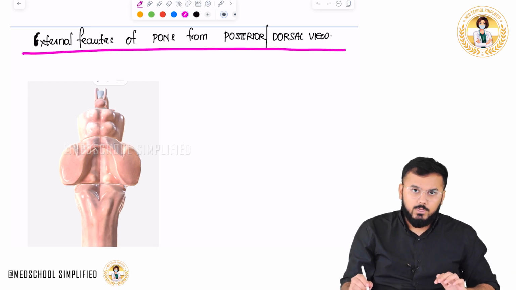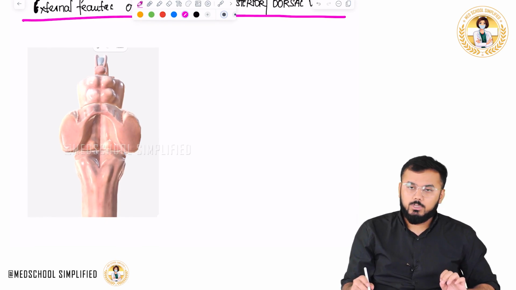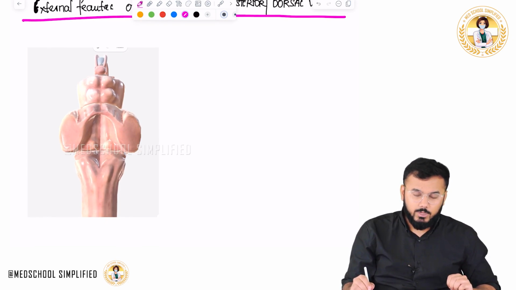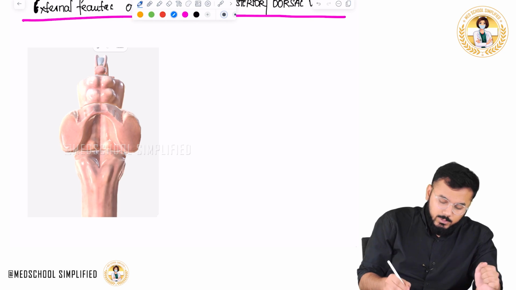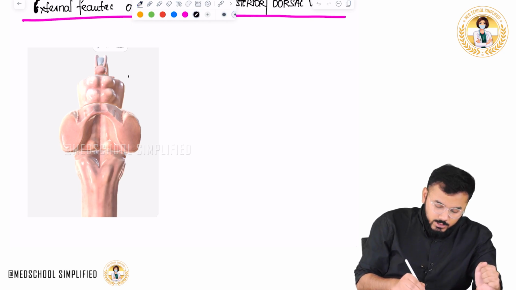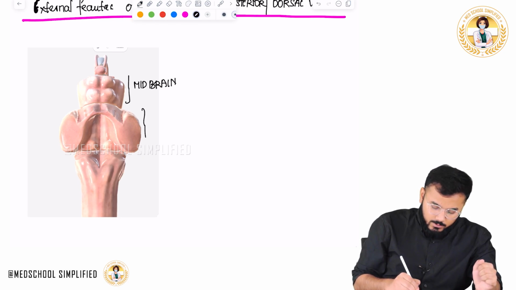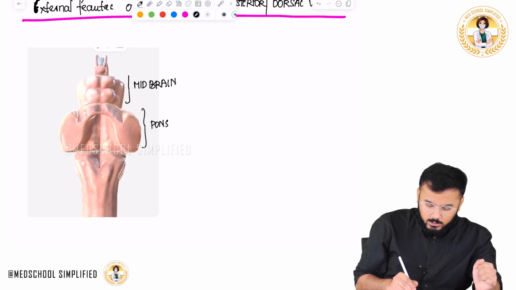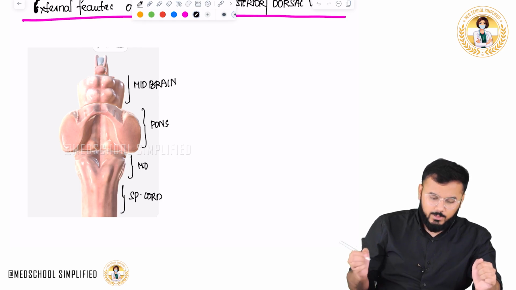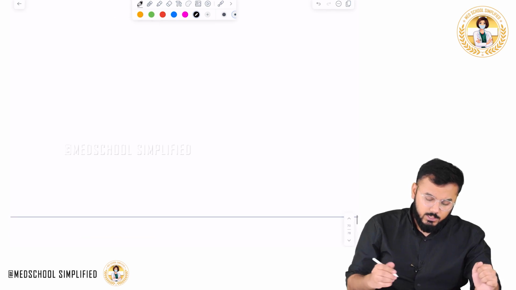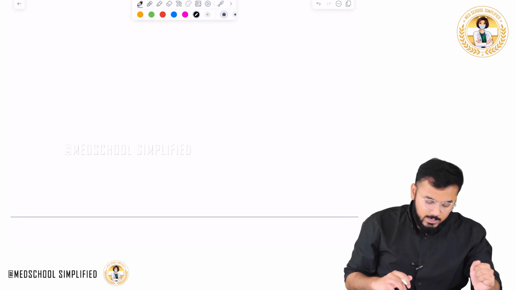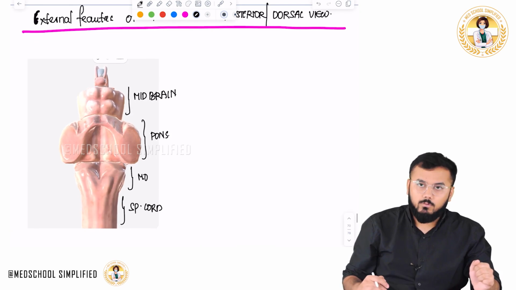Now in this picture over here, you can very clearly see the posterior view or the dorsal view of the pons. Okay. So in this picture, this part which you can see over here is called your midbrain. We have already discussed this, right? Midbrain. And this part over here is called your pons. And this part is called your medulla oblongata, and this is your spinal cord. Spinal cord. Now if you look at the posterior view picture, we shall start drawing from the midbrain onwards.